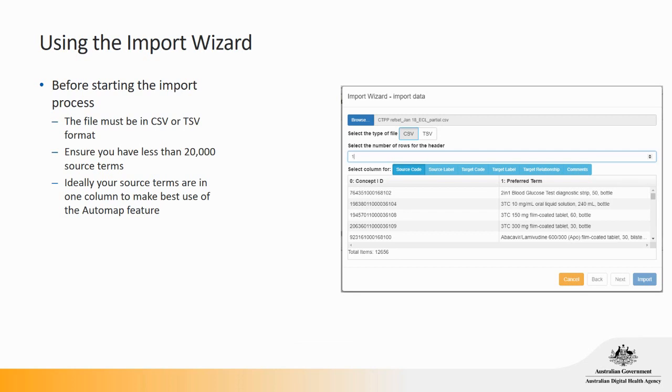Firstly, the file must be in CSV or TSV format, which is easy to generate from Excel if you need to. And next you need to ensure that you have less than 20,000 source terms because the tool cannot physically hold that much data.